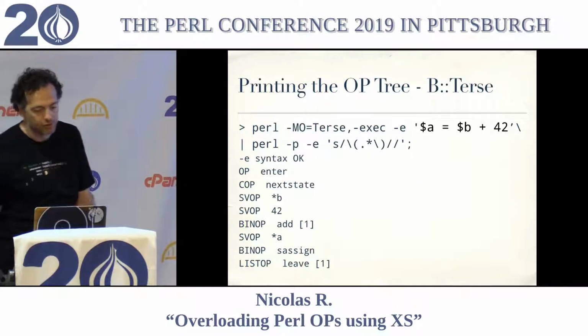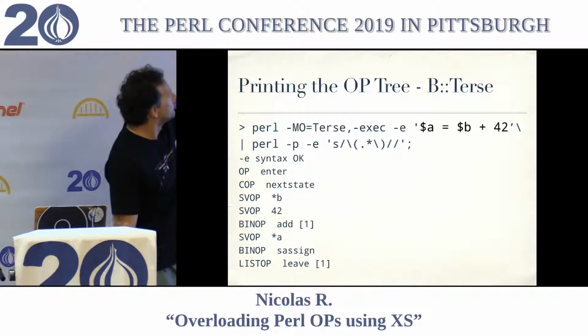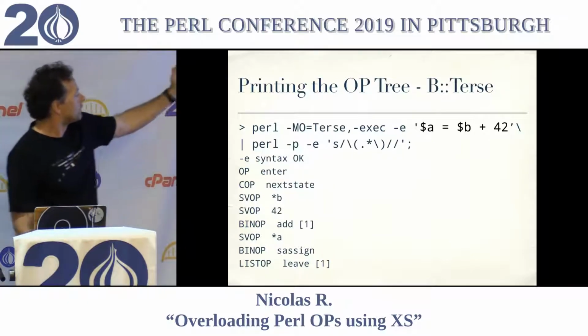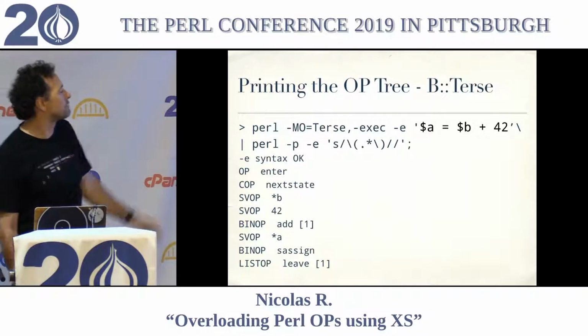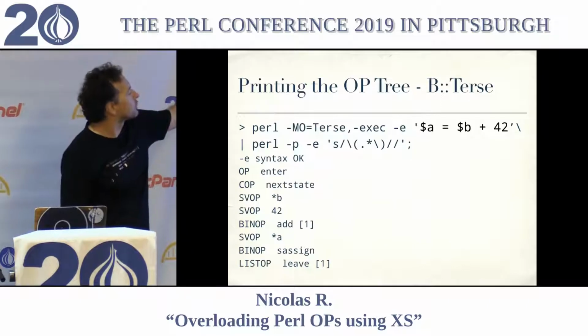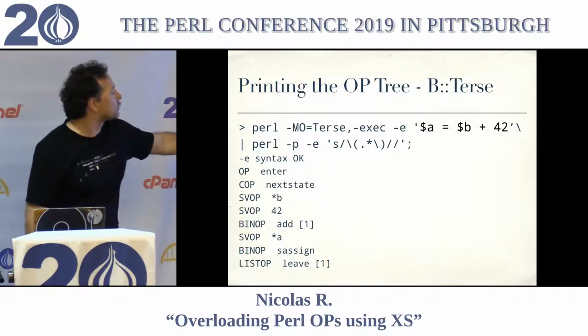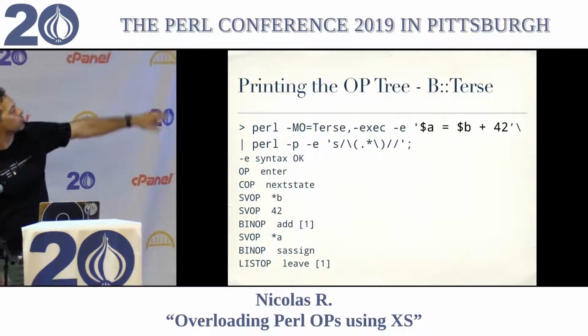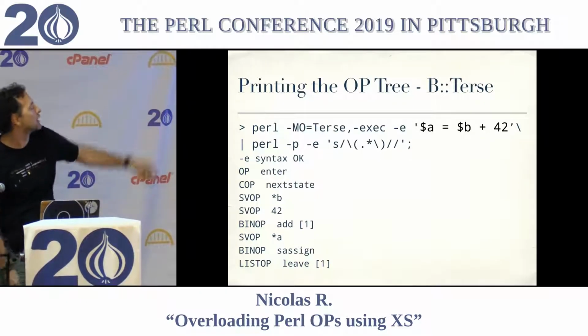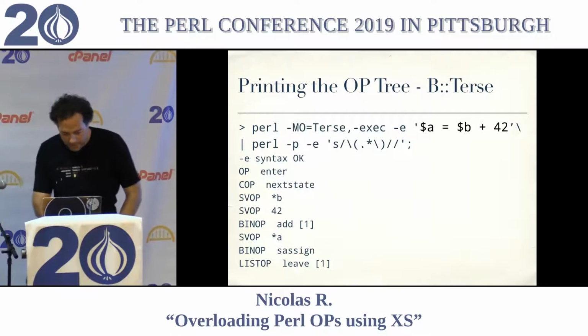But what we can see is we have some op, cop, SV op, bin op, and we have some value on the side. Mainly we are pushing on the stack the integer 42. Then we are calling the add function, and we are going to assign it to the SV slot in the stash A.